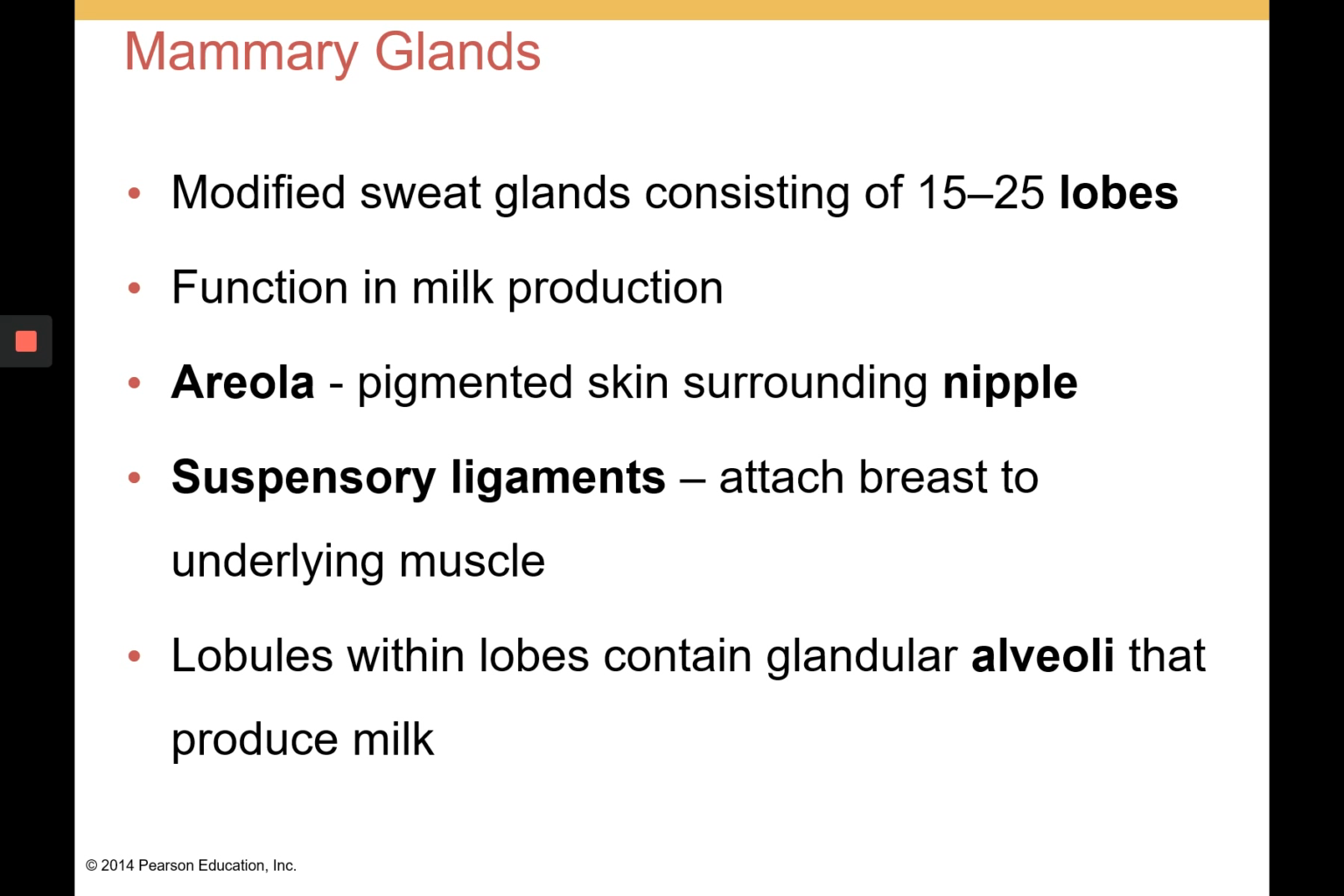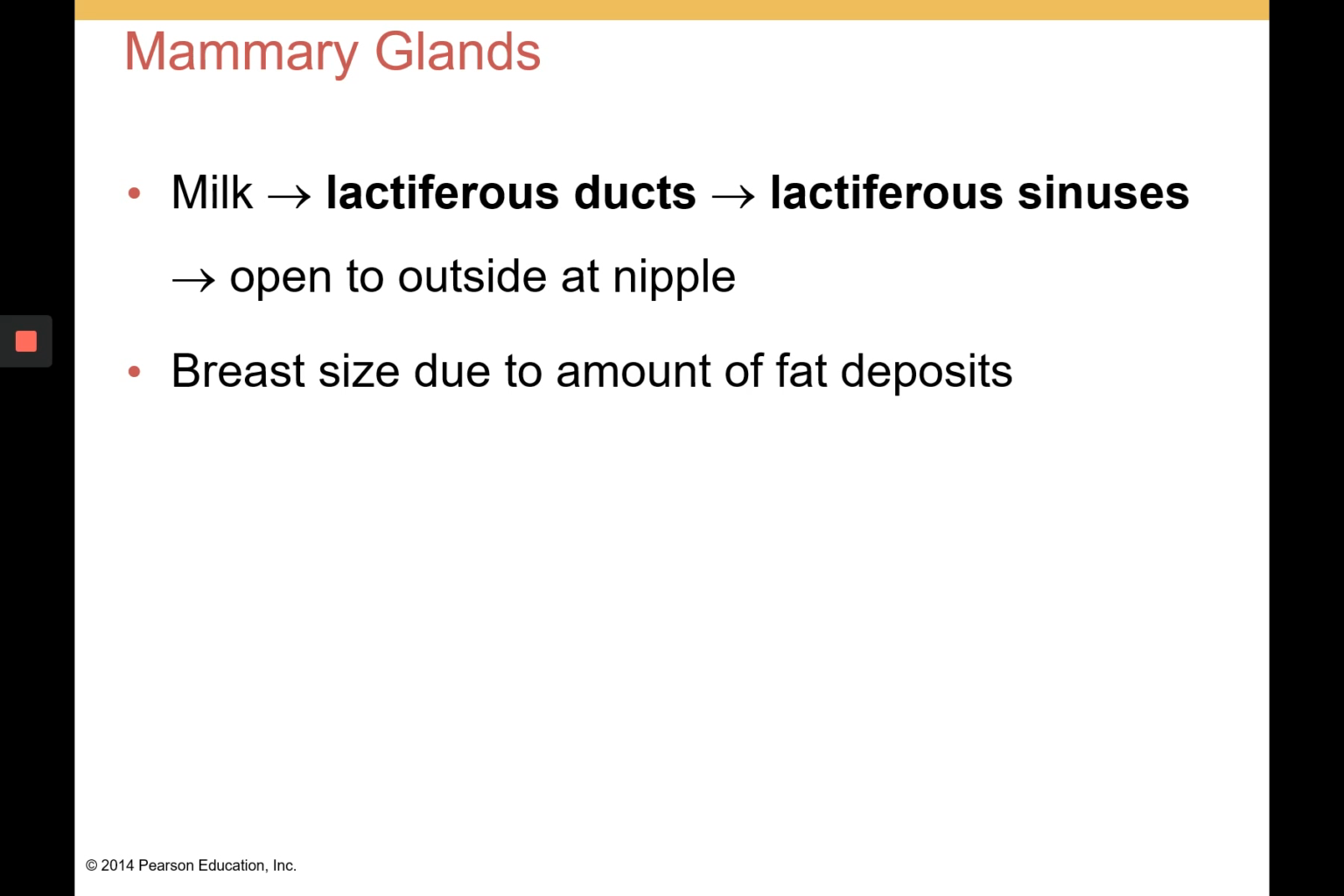There are suspensory ligaments that attach the breast to underlying muscle. And there are actually lobules called alveoli, but they're glandular alveoli under the breast tissue. So there's a lot of fat in glandular alveoli. The glandular alveoli produce milk. So the milk will travel from the glandular alveoli to lactiferous ducts, which are a little bit more narrow than lactiferous sinuses, which expand. And then from the lactiferous sinuses, milk will then travel to the outside of the body at the nipple. And breast size is not due to the amount of glandular alveoli.